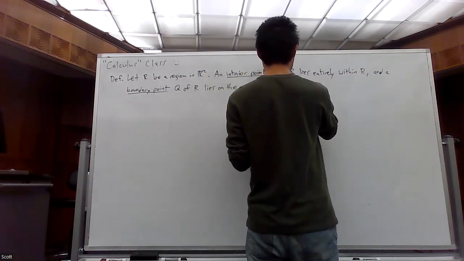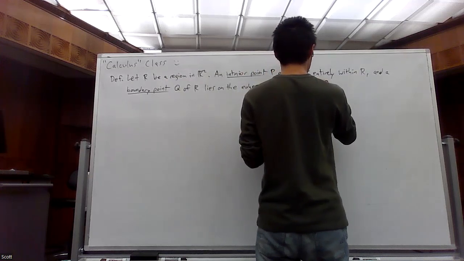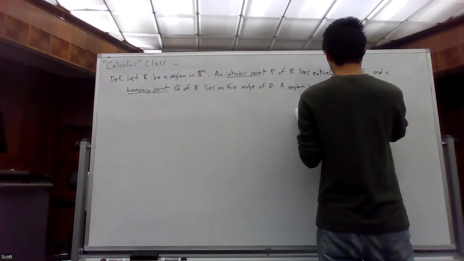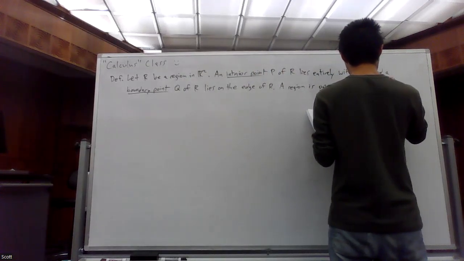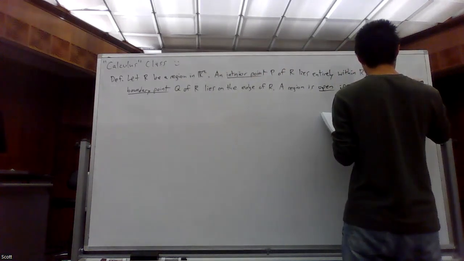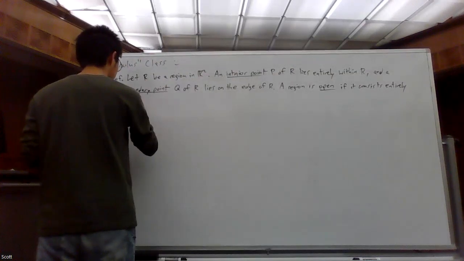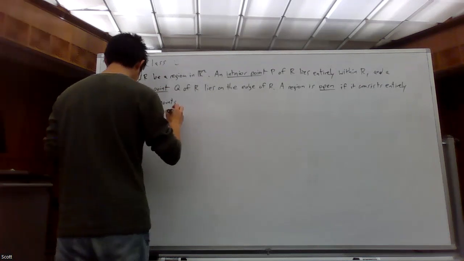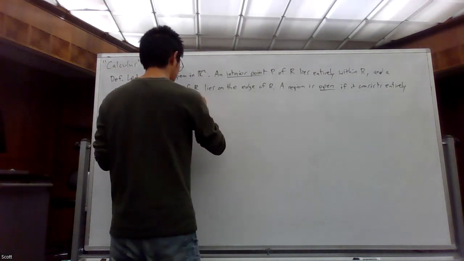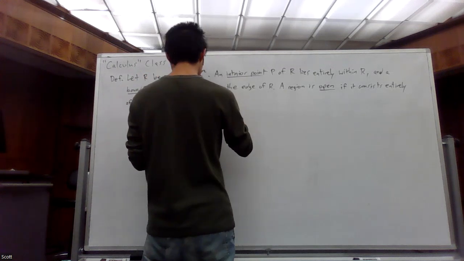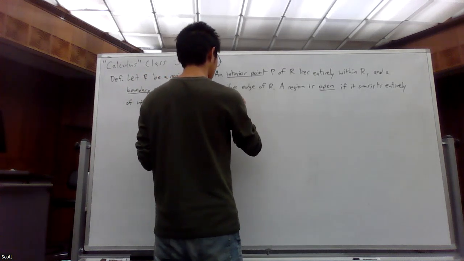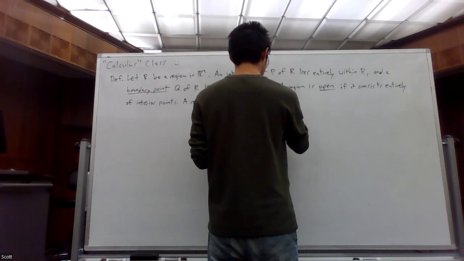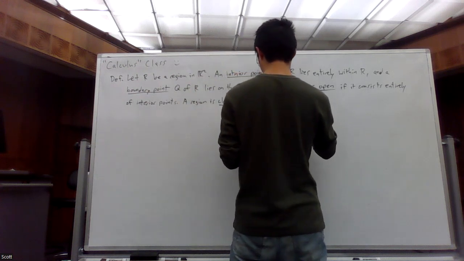So we would say that a region is open if it consists entirely of interior points. And then also a region, we have open regions, we can have closed regions. So a region is closed if it contains all its boundary points.